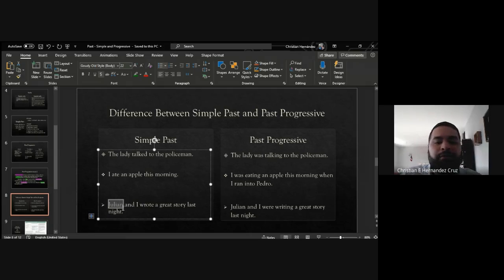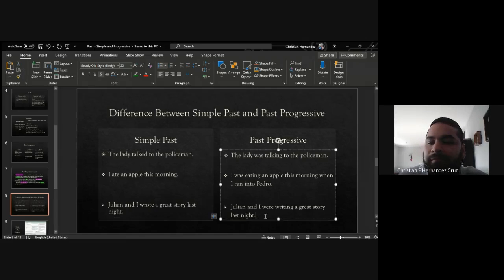This last sentence here, Julian and I wrote a great story last night. We have the subjects Julian and I. We have the main verb wrote, which is an irregular form of the main verb write, and a great story last night. Julian and I were writing a great story last night. And in this one, it's just like the first sentence. All we did was change how we express that main verb, and this sentence automatically becomes progressive.